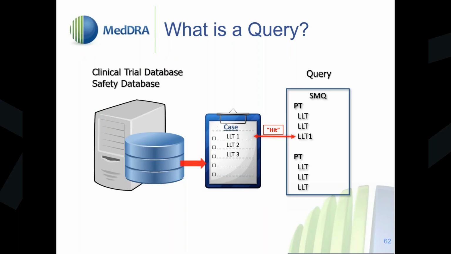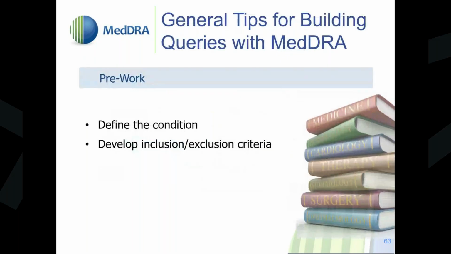Because what you're doing, once you have that collection of preferred terms, and of course all of these preferred terms have their subsumed LLTs as part of them, is building the query at the PT level. Once you have that list, you're going to run it against your database, whether it's a safety database, a clinical trial database, or whatever kind of database you have. You're going to compare it against this list of PTs that you collected and see if you get hits. That's basically a query. So your first step in any query is, what are you looking for?